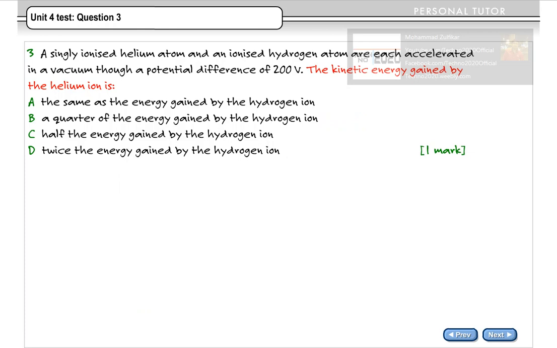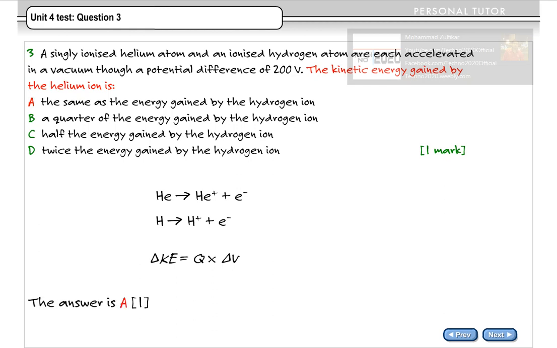Both a singly ionised helium atom and an ionised hydrogen atom have lost one electron, and so both carry a charge of plus 1.6 times 10 to the minus 19 coulombs. On acceleration in an electric field, the kinetic energy gained is calculated by multiplying the charge by the accelerating potential difference. Note that this expression is independent of the mass, so the ions will each gain the same kinetic energy. So the answer is A.